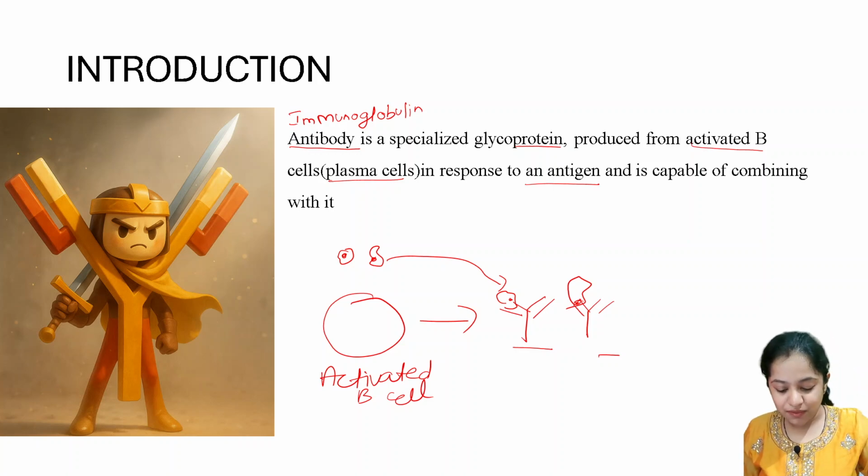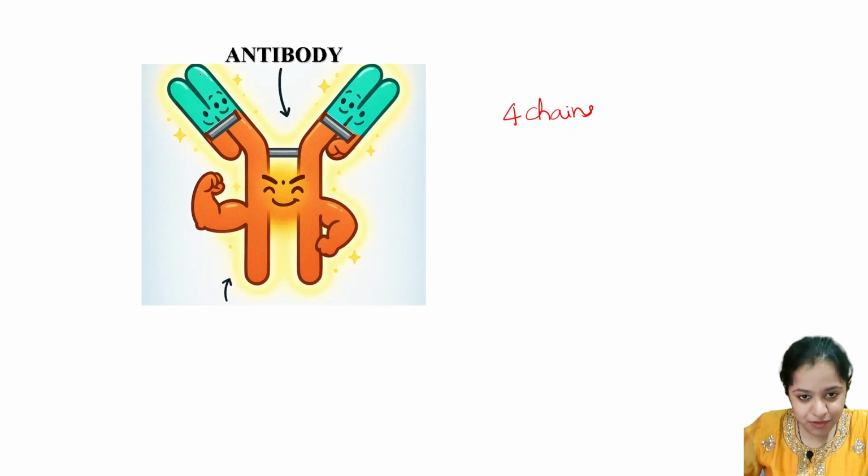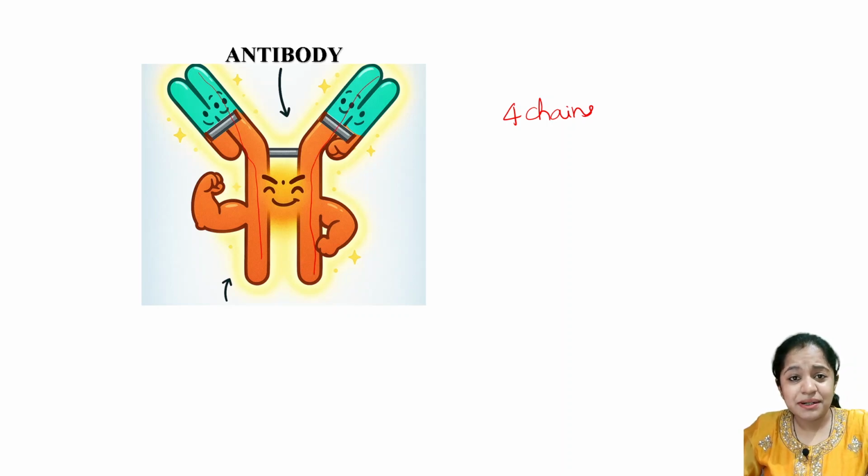Now let's move ahead. Now your antibody is Y-shaped, okay. It's Y-shaped and it is made up of 4 chains. What are these 4 chains? We'll see the first 2 chains. So you see this chain, okay. These 2 chains, you can see, are muscular, they are strong, they are heavy. These two are the heavy chain. They are like strong arms, okay.